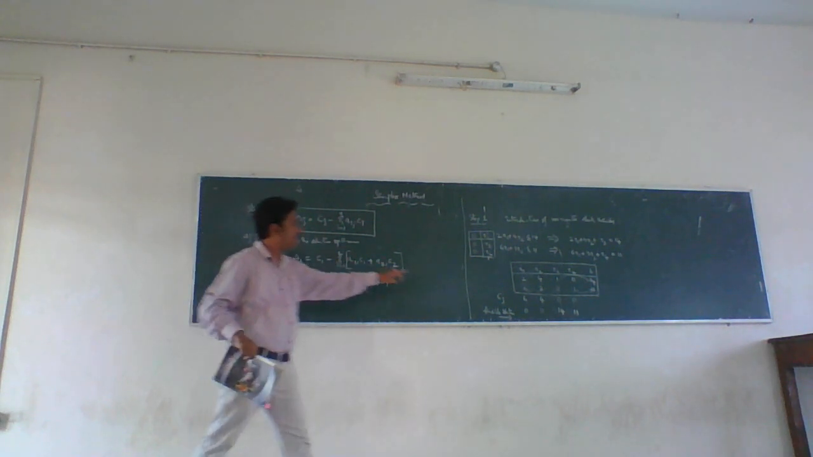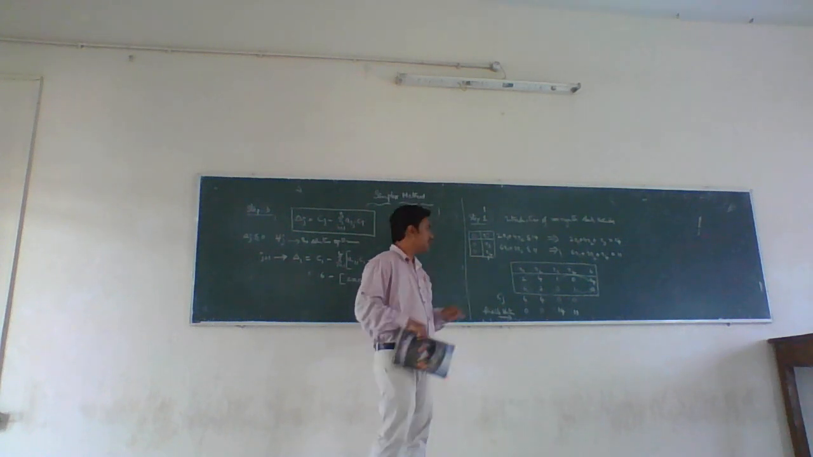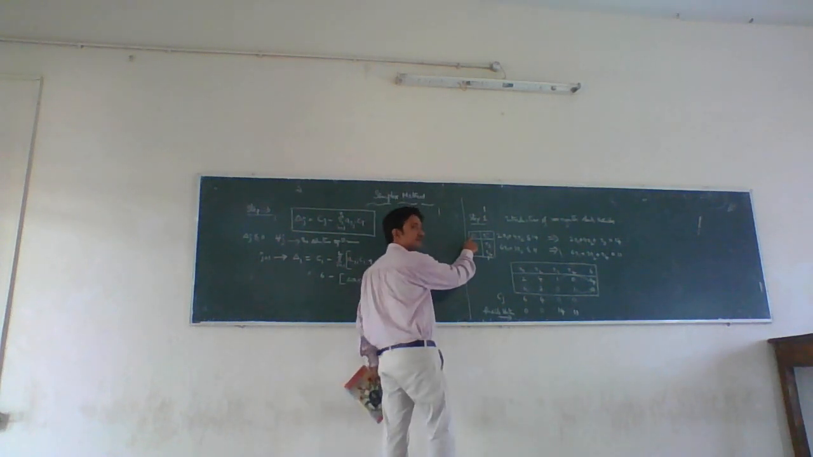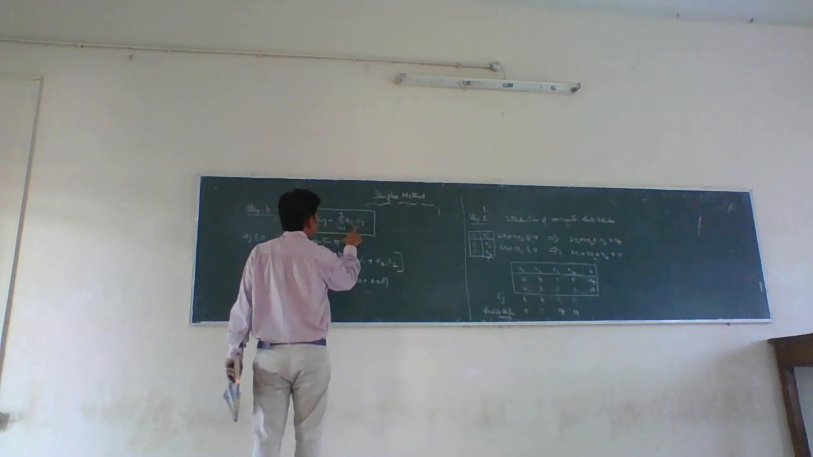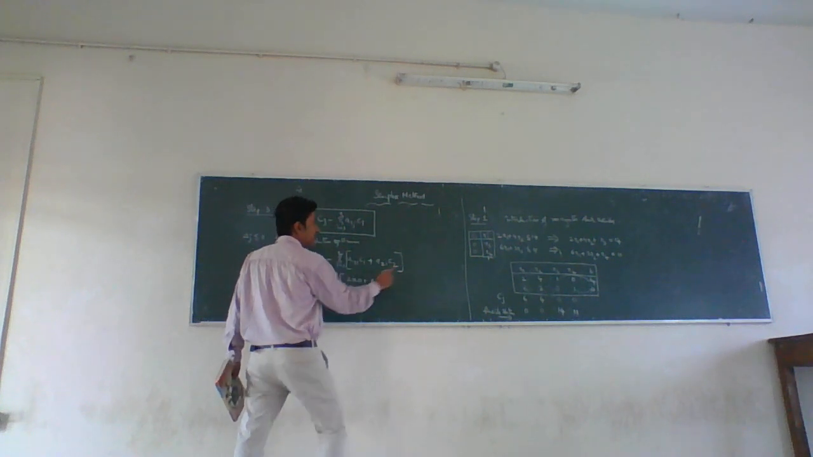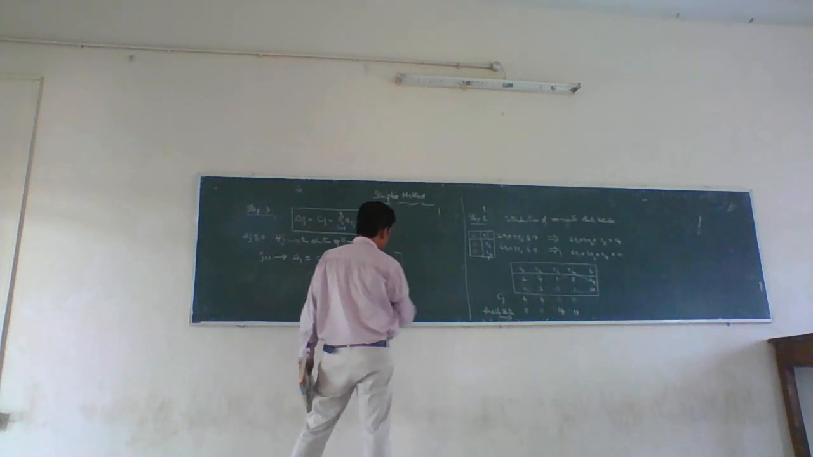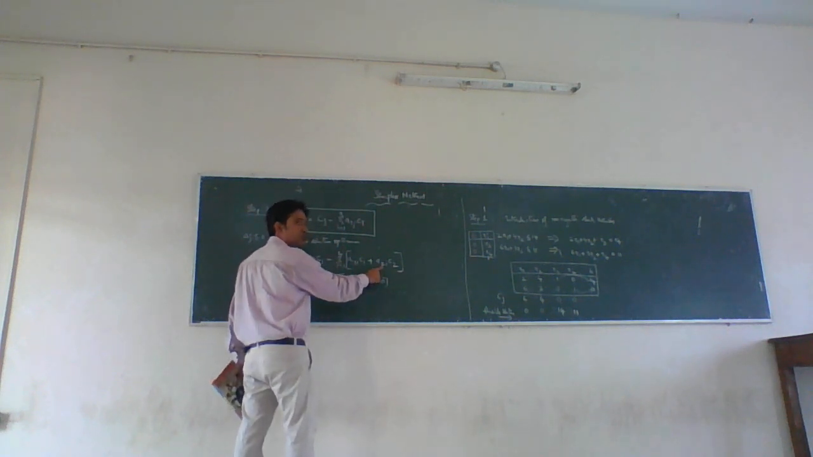Cj, already I have written Cj. These are called Cj's, objective function coefficients. Ci, already we have written Ci. These are called Ci's. So initially for x3, x4 the Ci's are zeros. So 0, 0. Now what is A11, A21?